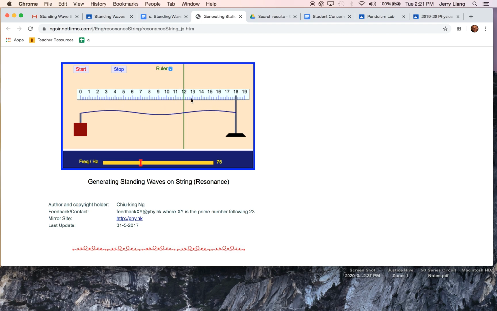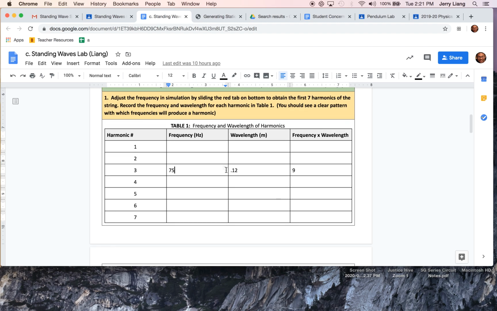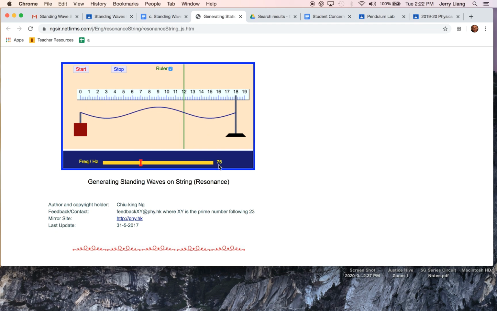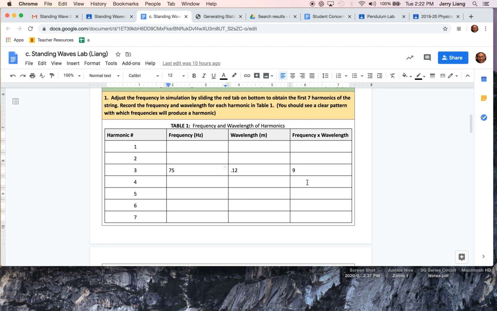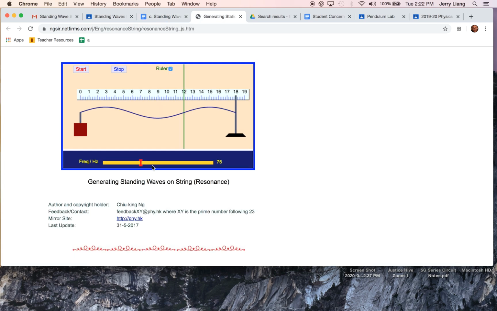So here you have it at 12, and if you go back here, you can see this is why I put a 12 here. This is in centimeters, so to convert to meters, it'd be 0.12. And then the frequency at which this is happening is 75 hertz. Then all we do is multiply the two numbers. All right, so let's start playing around with this and seeing what we get.